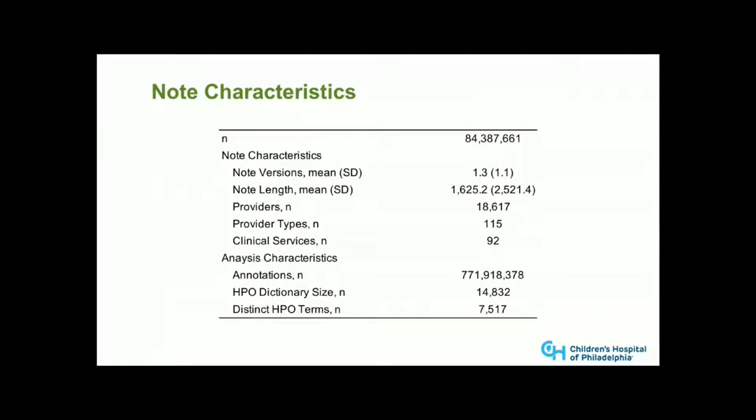The characteristics of the actual analysis: what we got on the other side was about 707 million annotations. And just for context, the HPO dictionary size, like I said, is much smaller than SNOMED and RxNorm. It's about 14,800 distinct items or entities within the dictionary. And the process itself picked up 7,500 unique terms as a part of the analysis.